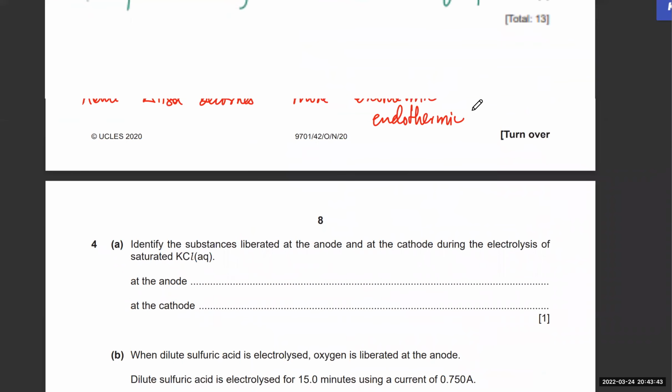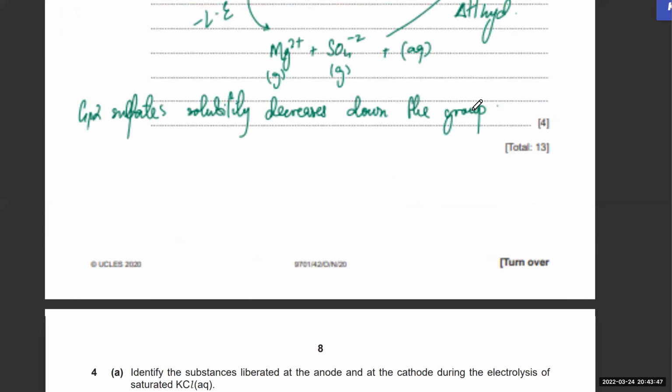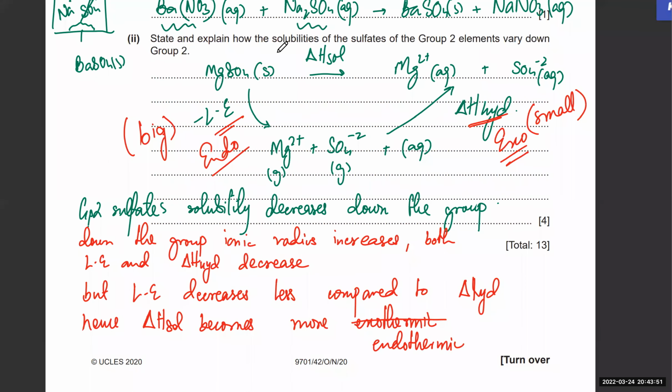So that question is over. We're on the fourth question now. Make sure you revise this, and there's another question which is exactly the same, on hydroxides. Down the group, the solubility of the hydroxides increases. Everything is the same, but the solubility of the hydroxide increases. That means up to here everything remains exactly the same.